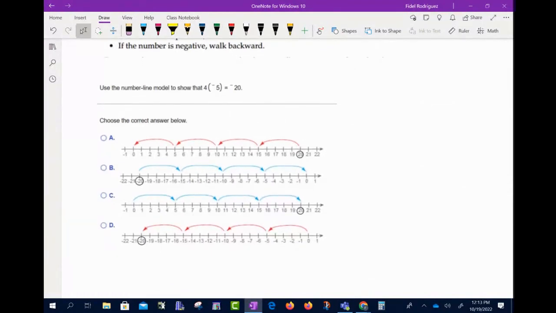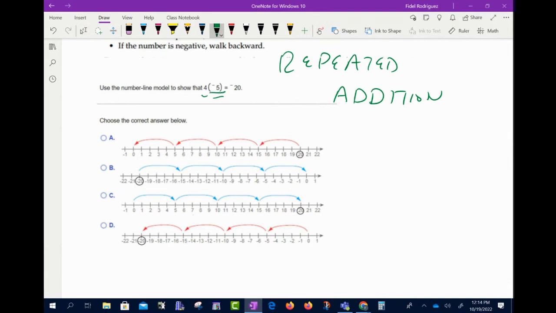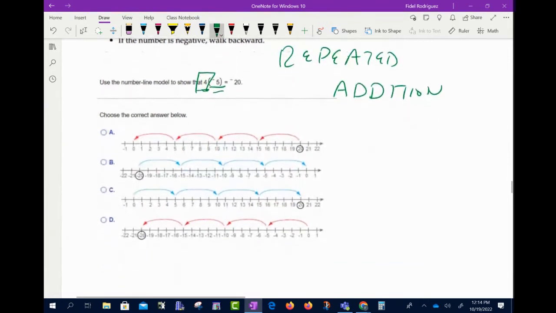Okay, so what we're going to do here, y'all, I want y'all to remember that multiplication is just the idea of repeated addition. Multiplication is just repeated addition. So what we're going to do is we're going to move -5. So we're going to go 5 spaces in the left direction, and we're going to do that a total of 4 times.